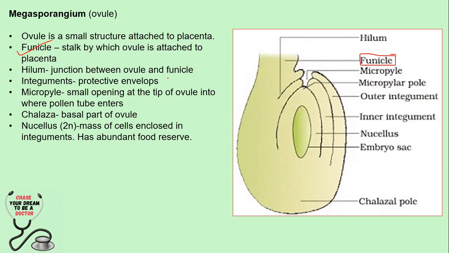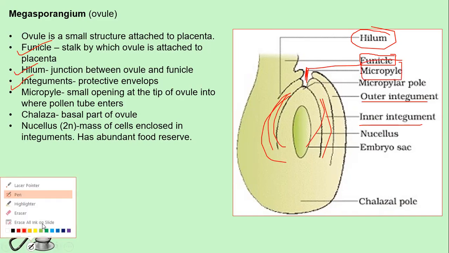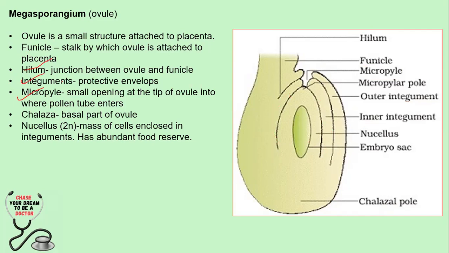The part of the ovule where the funicle attaches to the ovule, you will call the hilum. So the hilum is the region where the funicle gets attached to the ovule. These are protective coverings, and you will call them the integuments. The part of the ovule where the integuments are absent, you will call the micropylar end. The opposite portion to the micropylar end, you will call the chalazal end, which is actually the basal part of the ovule.